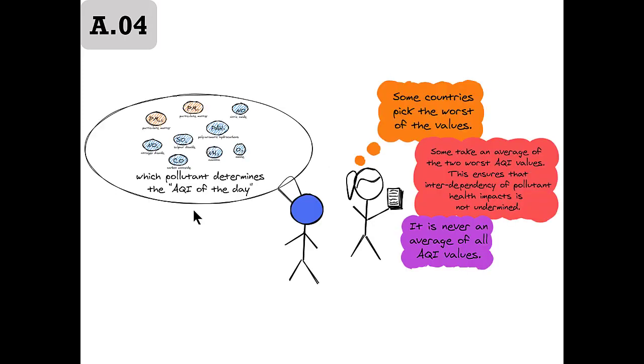This again is dependent on how each of the countries has defined their air quality standards. The general way of doing it is to pick the worst of all 6 criteria pollutants, or an average of the 2 worst AQI values. What it does is, when you do the average of the 2 worst, it ensures that interdependency of the pollutant health impacts are not undermined. So you're not putting too much emphasis on one pollutant, and you're not neglecting the importance of the other pollutants. As we've seen in the Excel sheet, you can average all the pollutants as well, but it's not advised to use that as a representative air quality index because it will definitely undermine the severity of the worst pollutants of that day.